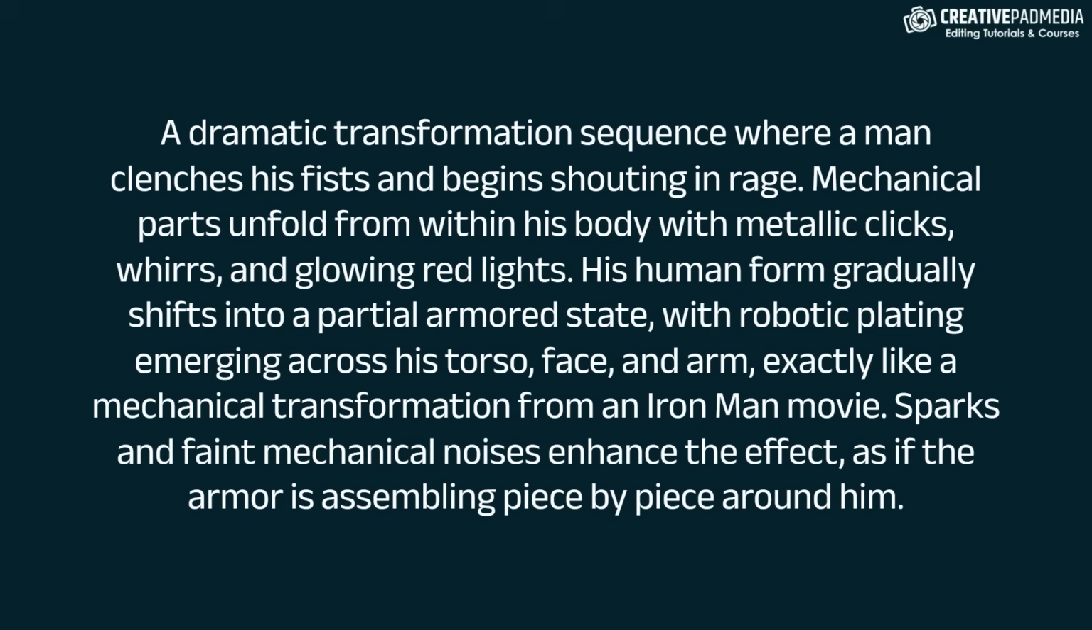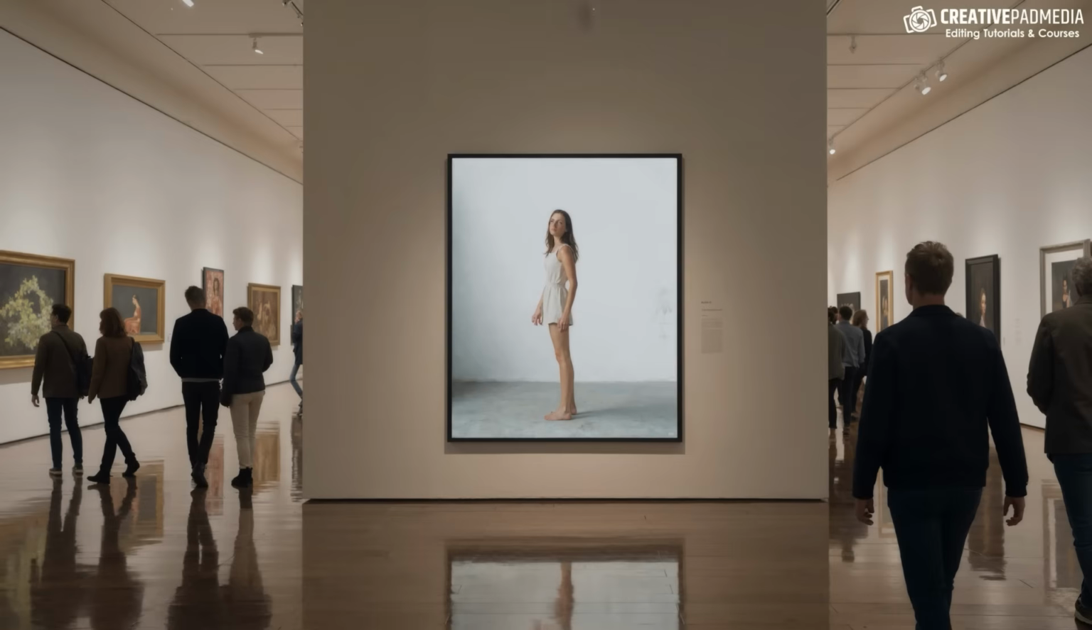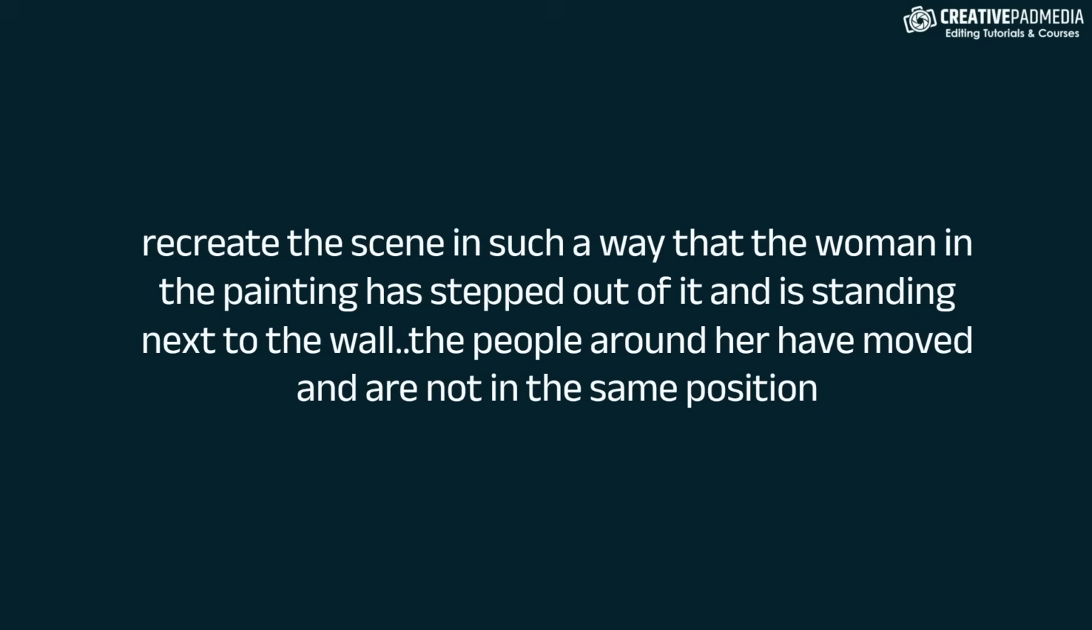Let's look at example number 3. This example was a bit challenging. Here we needed this woman outside the frame. So the prompt was: recreate the scene in such a way that the woman in the painting has stepped out of it and is standing next to the wall. The people around her have moved and are not in the same position. This was important because ultimately we are going to turn this into a video and they will be walking.